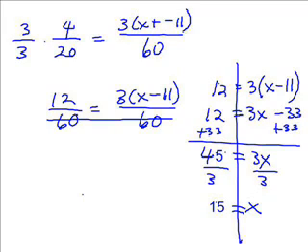Now we have 3 x's, but I only really want to know what the value of one of those x's is. In order to turn 3 x's into 1x, I divide by 3. If I divide one side of the equation by 3, I have to divide the other side of the equation by 3. That gives me x equals 15.